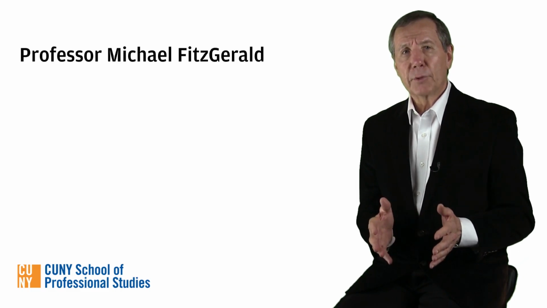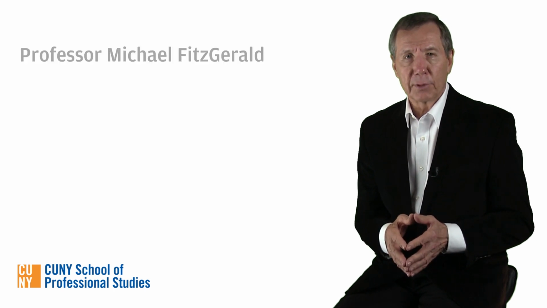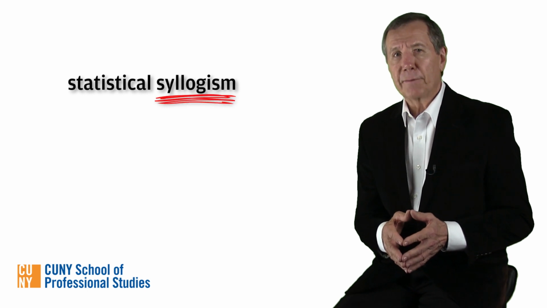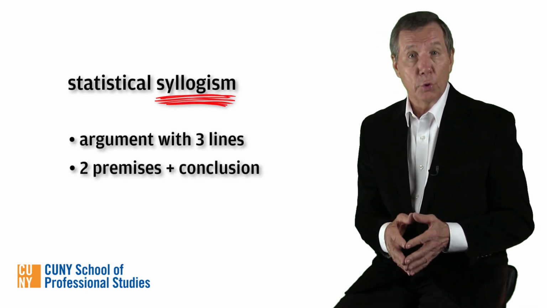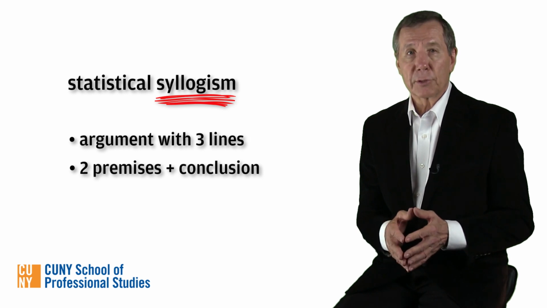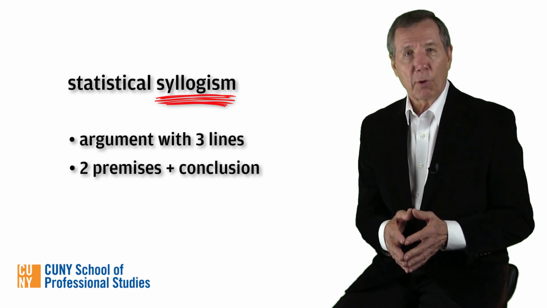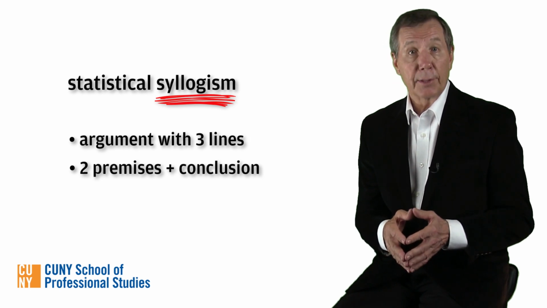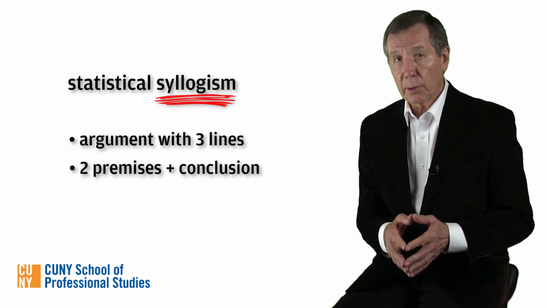We come now to our second form of inductive inference, statistical syllogism. Remember that a syllogism is defined as an argument with three lines, two premises together with a conclusion. In a statistical syllogism, a certain property is ascribed to someone or something because that same feature is found in the class to which the person or thing belongs.